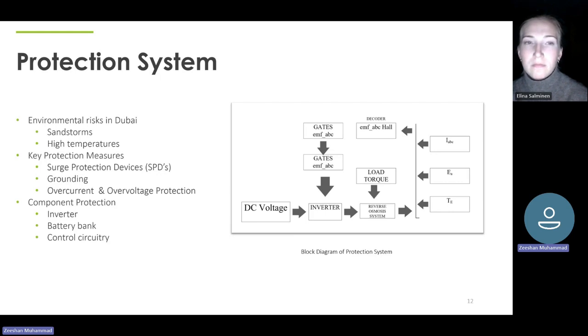How would we use the different metrics in order to protect our reverse osmosis system? We are taking into account the EMF, the voltage, and the temperature, so that if there's any irregularity, we can ensure that the system trips and our system is saved.